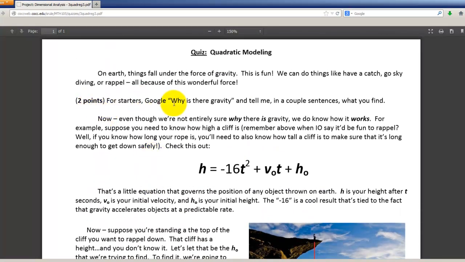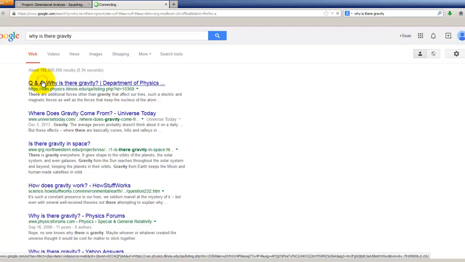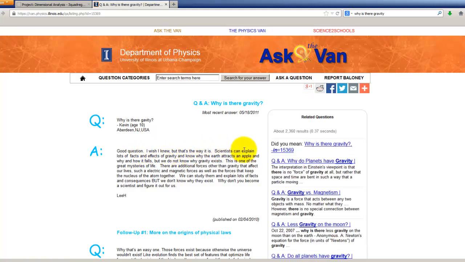2 points for starters. Google, why is there gravity? This is always a good thing. Why is there gravity? All right, let's see what we come up with. Department of Physics, University of Illinois. Yes. Good question. I wish I knew, but that's the way it is. Scientists can explain lots of facts and effects of gravity and know why the Earth attracts an apple and how it falls. But do not know why gravity exists.